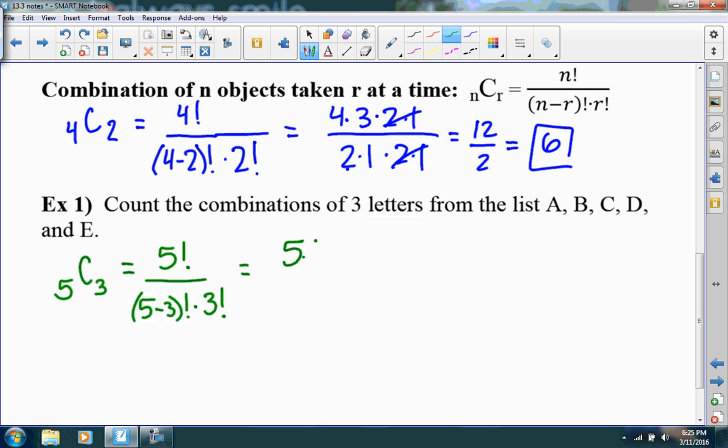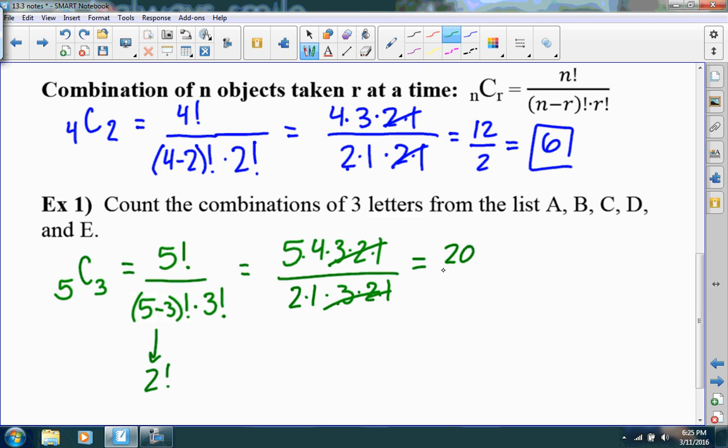So we'll have 5 times 4 times 3 times 2 times 1. And then 5 minus 3, that is 2, so I'll have 2 factorial, which is 2 times 1. And then I have the 3 factorial, 3 times 2 times 1. So I'm going to chop off the 3 times 2 times 1. And then if you want to cancel the 2 into the 4, you can. Or you can multiply it out and say that you have 20 over 2, which is 10. So our final answer there is 10.